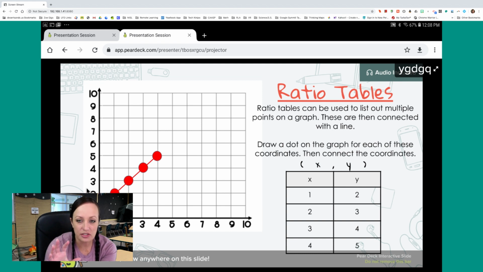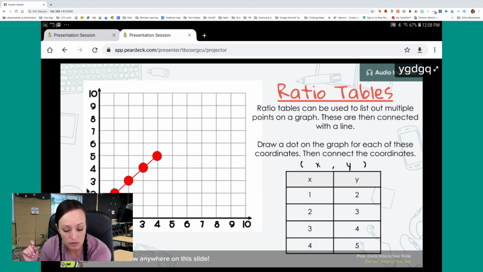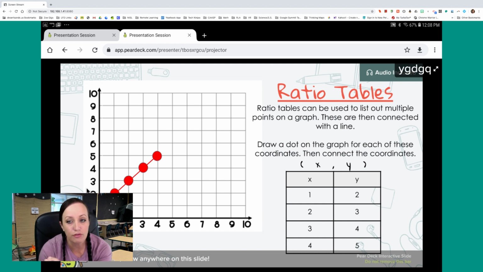All right, so this is just for you to know what it looks like. So I'm going to just read the directions really quick. It says ratio tables can be used to list out multiple points on a graph. These are then connected with a line. Draw a dot on the graph for each of these coordinates, then connect the coordinates. So this one is done for you because I wanted you to see the example and what it looks like. So if you're given those directions, that's what it's asking for.